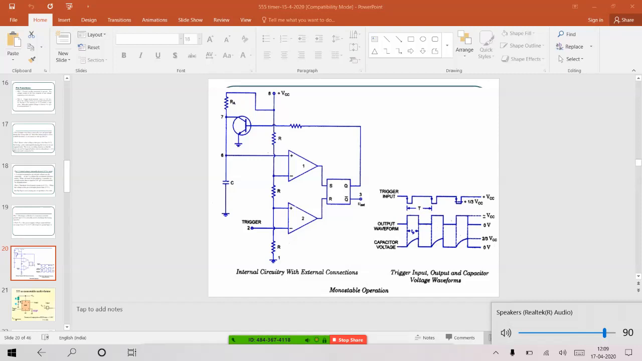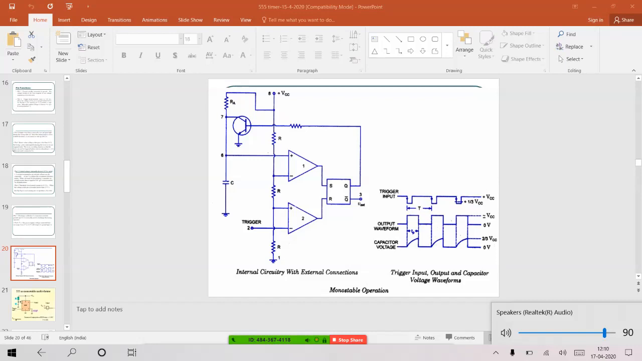Comparator 2 positive terminal is connected to the resistor network actually, with 3 resistors, and this resistive network divides the voltage VCC. Suppose VCC applied is 10 volt, then 2 by 3 VCC is available to the upper comparator, and 1 by 3 VCC reference voltage is available to the non-inverting terminal of the lower comparator. Means what? You have set the references to the comparators. But what are the other terminal inputs for these comparators that we have to see?